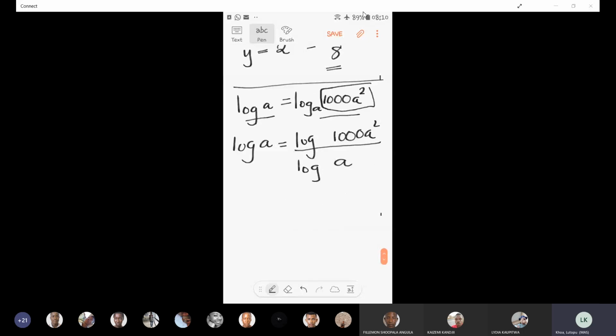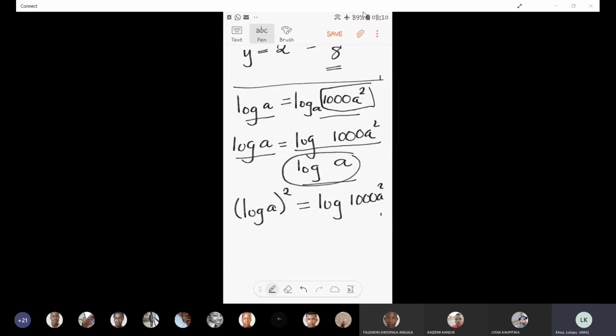Then what you do as usual, this denominator, we don't want any denominators, so you cross multiply here, and then you will have log of a squared, because when I multiply log a with log a, I get log a squared. Anything you multiply by itself becomes that thing squared. And this is equal to log of 1,000 a squared.